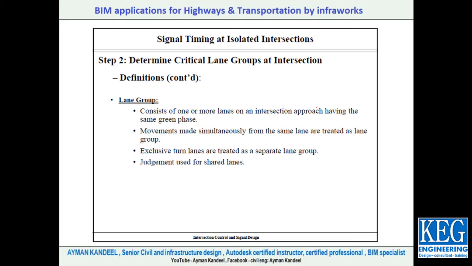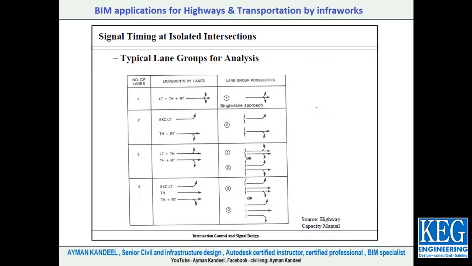After defining the directions of each intersection based on the turning and based on the phases, we are going to deal with one term called lane group. A lane group consists of one or more lanes on the intersection approach having the same green phase. Movements made from exclusive turn lanes are treated as a separate lane group. Judgment is used for shared lanes.